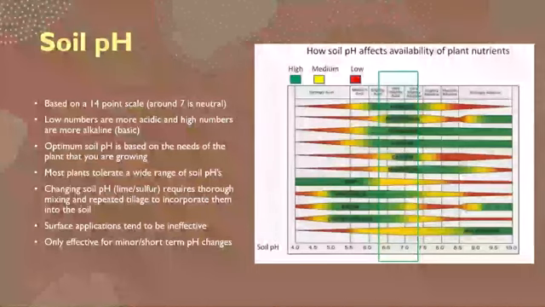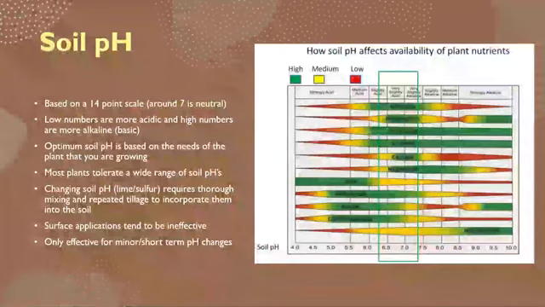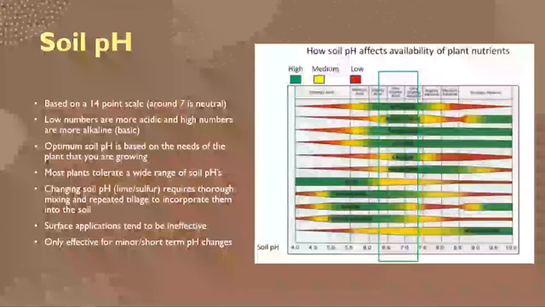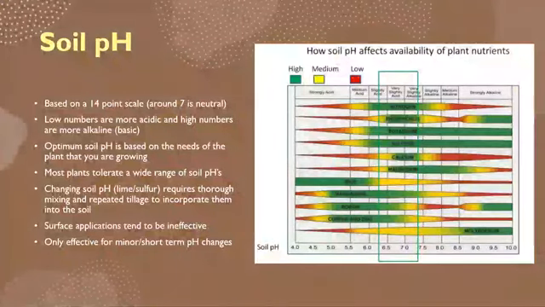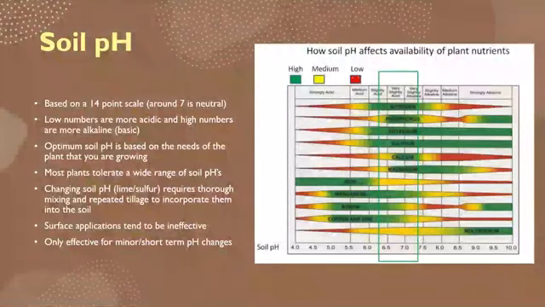The optimal soil pH is based on the needs of the plant, which I just mentioned. Changing the soil pH with lime or sulfur: lime would make it more alkaline, sulfur would make it more acidic, and it requires thorough mixing in the soil. So this is not spreading it on the top of your soil. This is if you are doing a garden and you are tilling the soil, you need to till that soil and you need to mix that in.